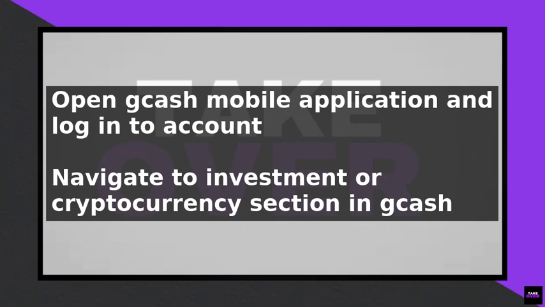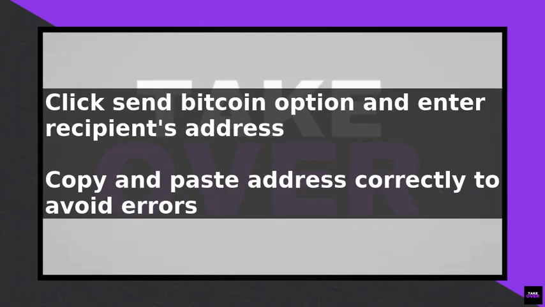In this section, you will find the option to buy, sell or send Bitcoin. Click on the Send Bitcoin option and you will be prompted to enter the recipient's Bitcoin address. This address is usually a long string of alphanumeric characters and it is case sensitive. So make sure to copy and paste it correctly to avoid any errors.